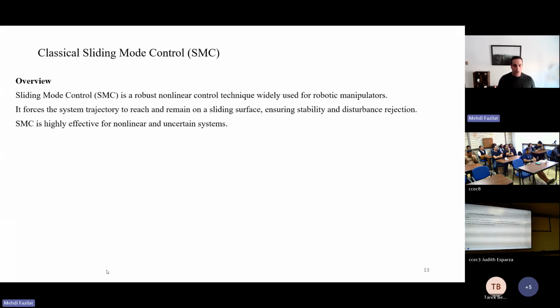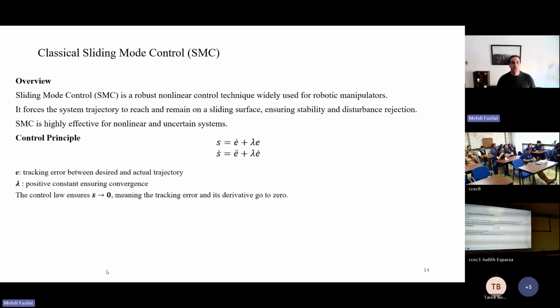Now let's take a quick look at the classical type of sliding mode control. This is a robust nonlinear control technique that is used widely in complex systems, especially in robotics. The main idea is pretty simple. It forces the system trajectory to stay on the sliding surface, so that the surface can ensure stability and reject disturbances really well in some tasks.